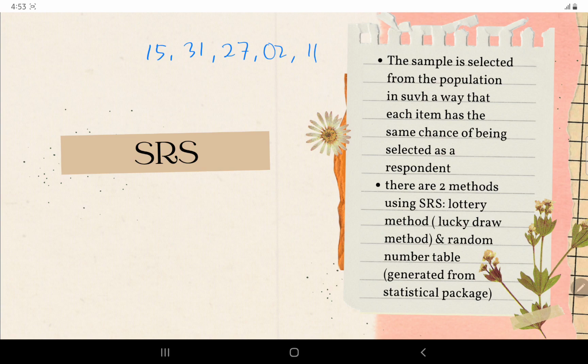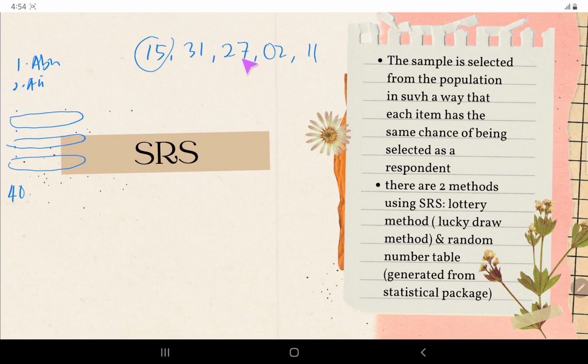And then daripada list of 40 people tadi, satu nama dia Abu ke, 2 Ali, sampailah the 40 people. So kita ambil lah 15 tadi nama siapa? Ambil orang ni. 31 nama siapa? Orang ni. 27 orang mana? Orang yang ni. 2 orang yang ni, Ali. 11 orang yang mana? So 5 orang ni lah yang akan jadi kita punya sample. Okay, itu cara nak pick sample with using random number table. Okay, random number table or lottery method, dua-dua ni adalah termasuk dalam SRS.